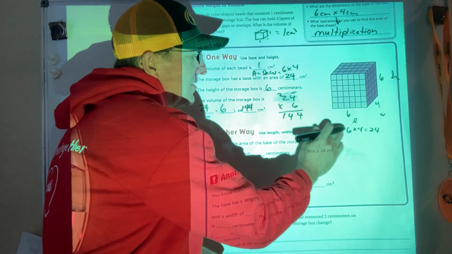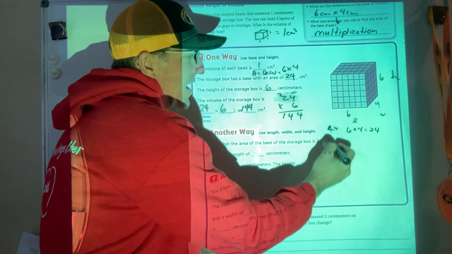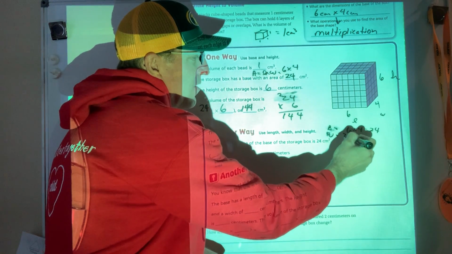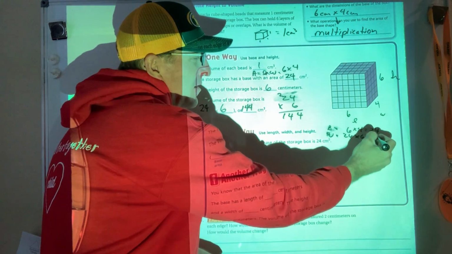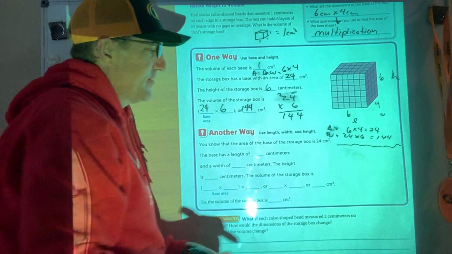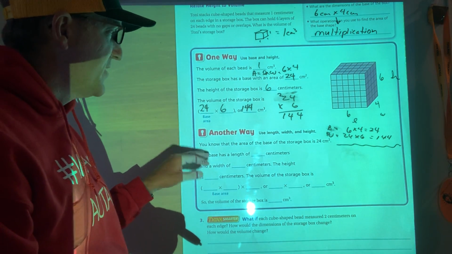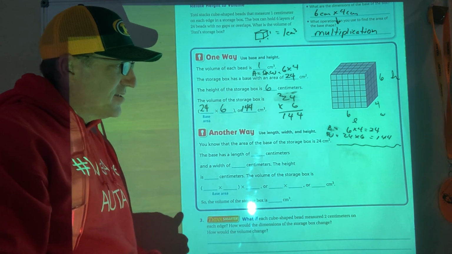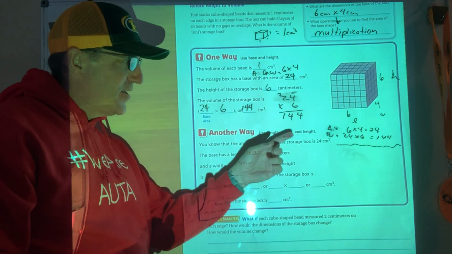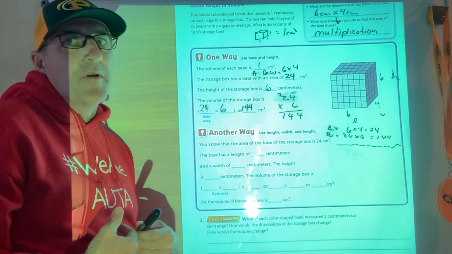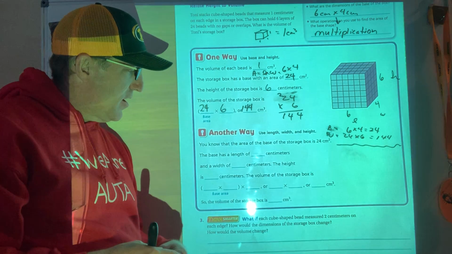So I'm going to call this base equals that, and area and volume equals 24 times 6, which we got 144. So that's for this. On the bottom, it's pretty much the same problem. It's just length times width times height. I prefer this instead of base times height only because I want to use whichever numbers I want to use. I'm going to make the base what I want it to be.